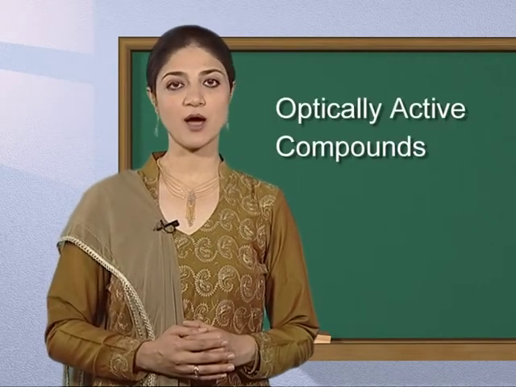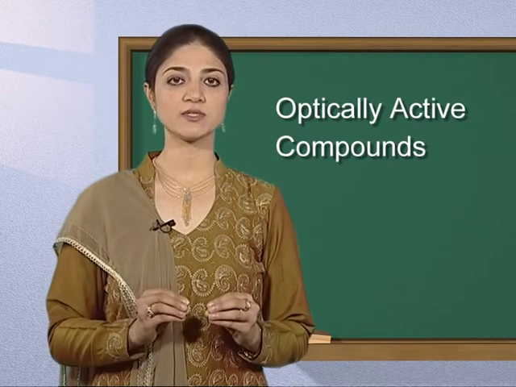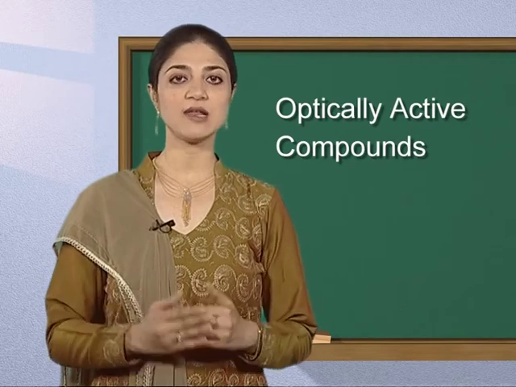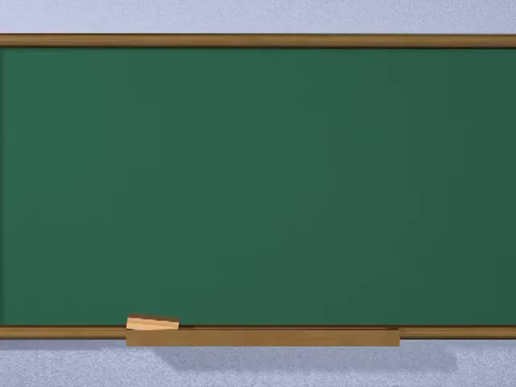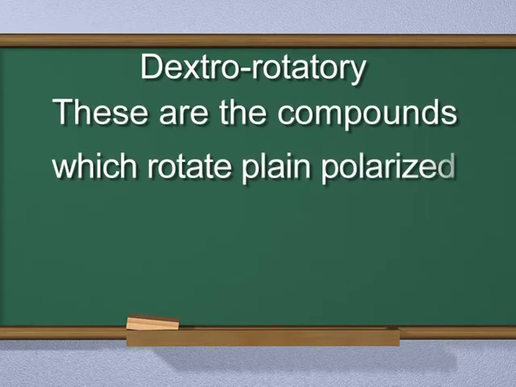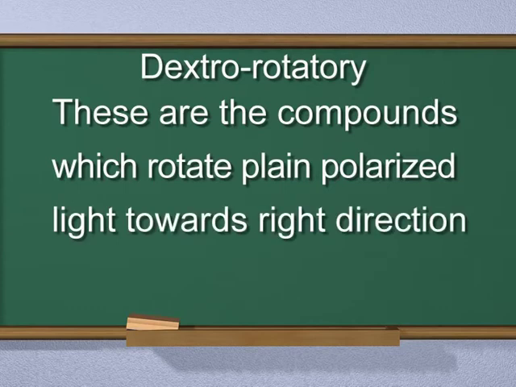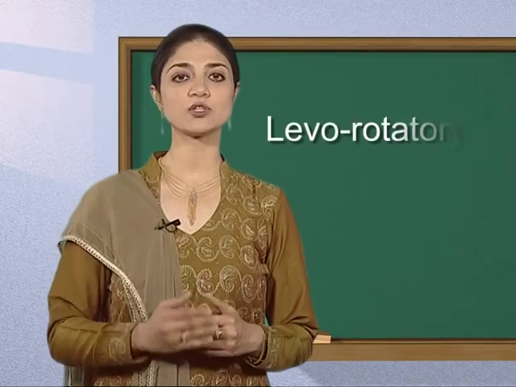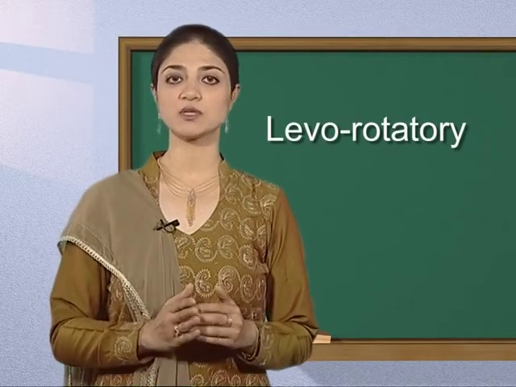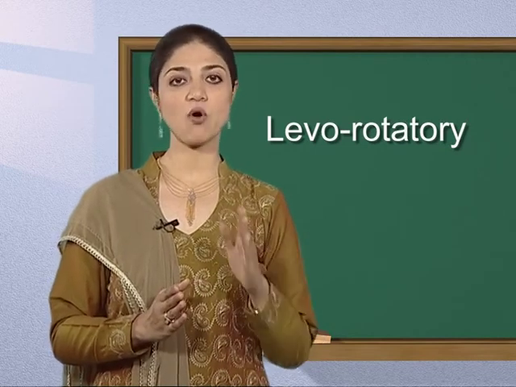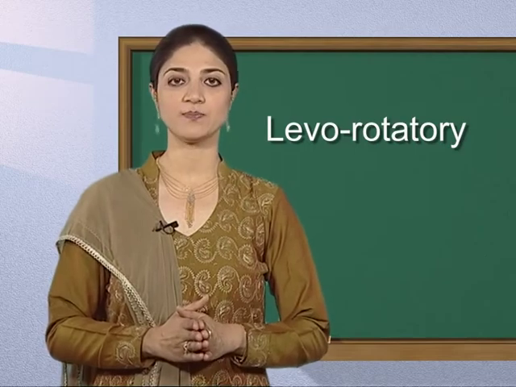Let us now discuss the optically active compounds. These are the compounds which are capable of rotating the plane of plane polarized light. These are of two types, dextro-rotatory. These are the compounds which rotate plane polarized light towards the right direction or in clockwise direction. Levo-rotatory. These are the compounds which rotate plane polarized light towards the left direction or in anti-clockwise direction.